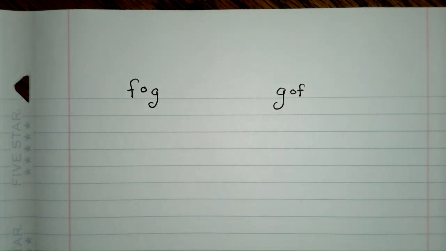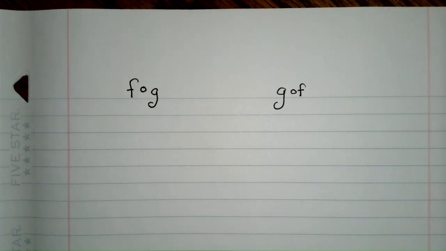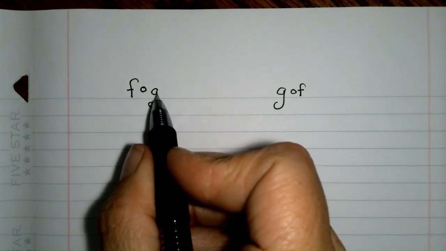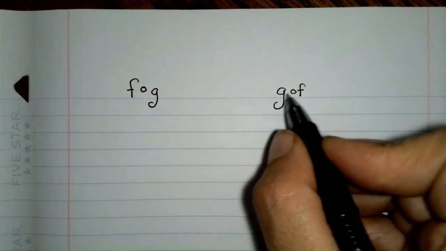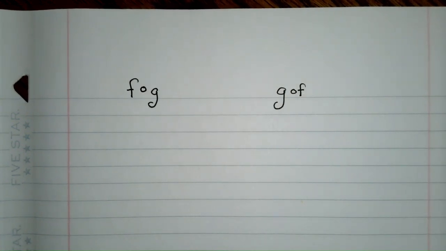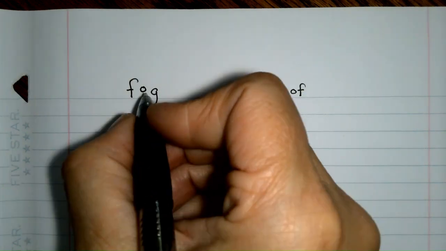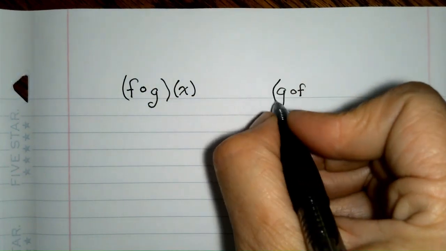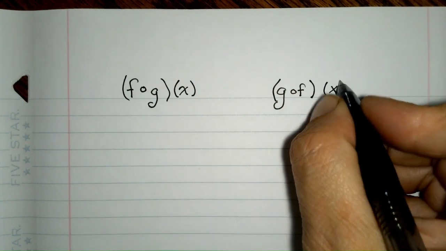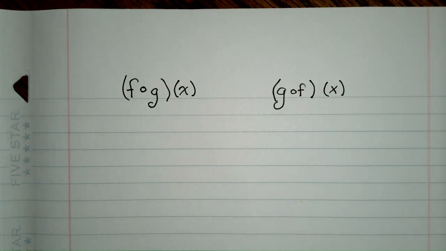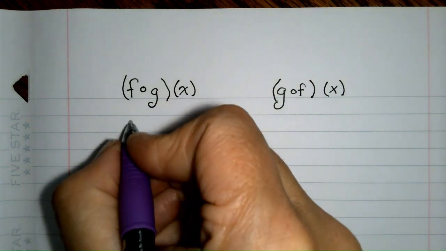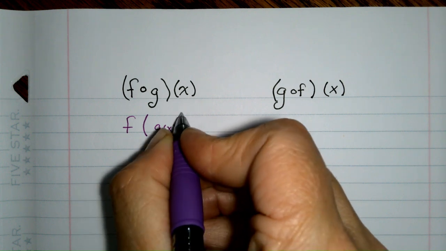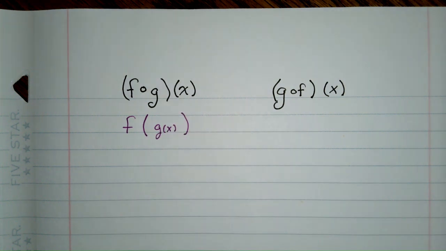And this is going to be very important because of the order that it's written in. The first one is read f of g, whereas this is written g of f. Okay? And really it should have an x there, but sometimes they get lazy and they don't write it. What this really means is that one equation is going inside of the other.